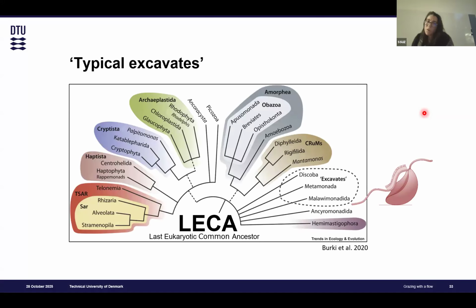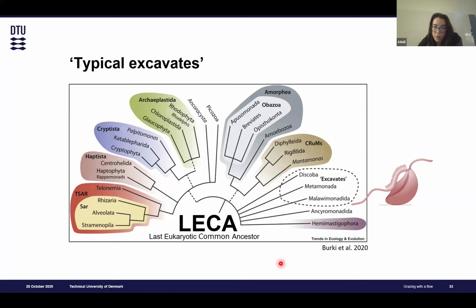So I want to talk a bit more about excavates because this is where we're working now. And excavates are a phylogenetic group formed by three separate groups whose phylogenetic relationship has never been very clear. And they're deep branching, meaning that they are quite primitive groups, but it has been well disputed until recently where they actually belong in the eukaryotic tree of life.